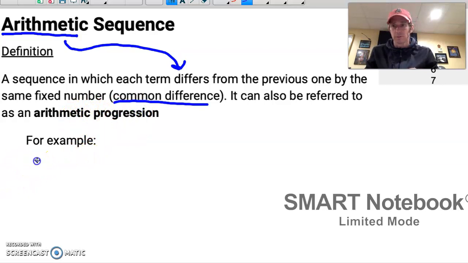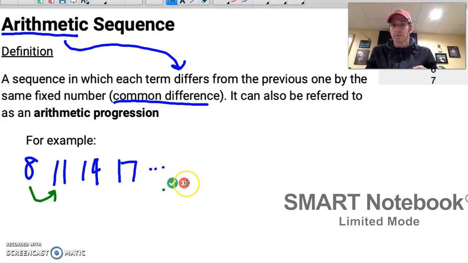In particular, if I start with the number 8 and my common difference is 3, then I would be able to have my second term be 11, then 14, then 17, etc. And the rule or common difference is that we are adding 3 every single time. And there's our common difference, and we'll talk about how we can calculate that in a minute.